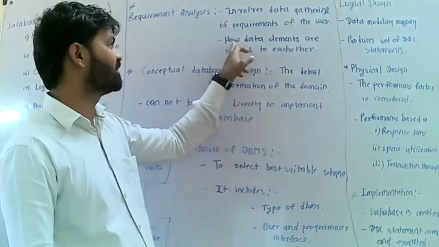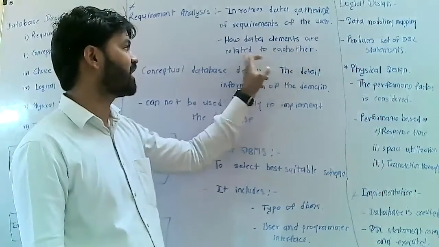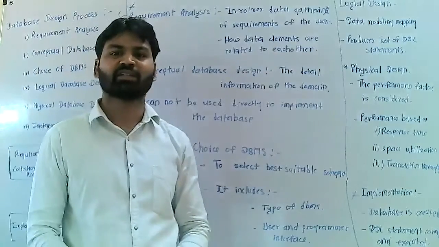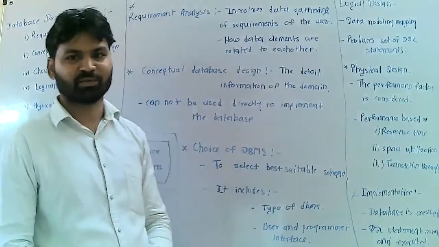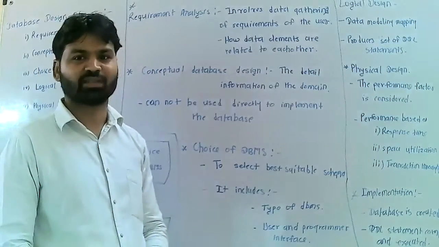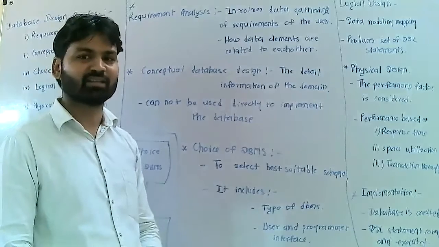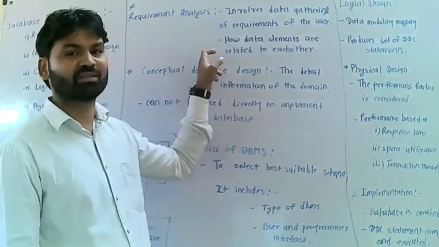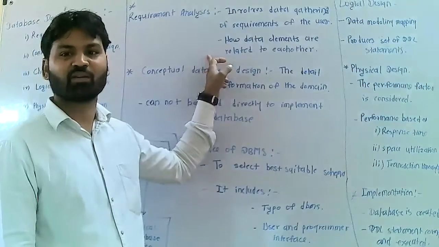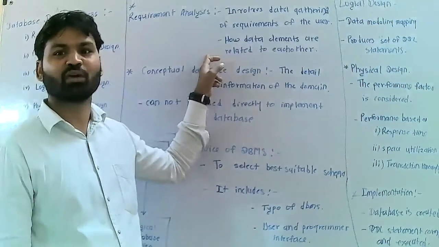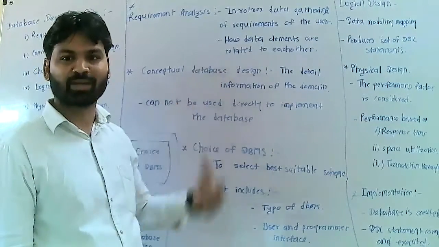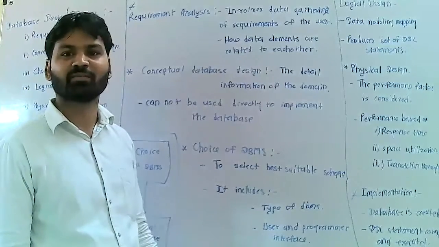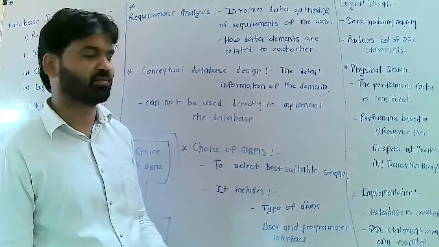Then second one is how data elements are related to each other. We have to specify the total relationship between the data objects which are designed in your database. In requirement analysis, we have to obtain all the relationships between your data objects.